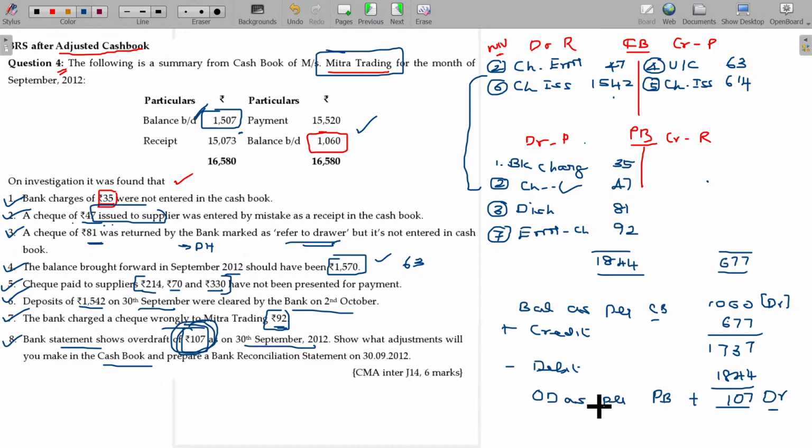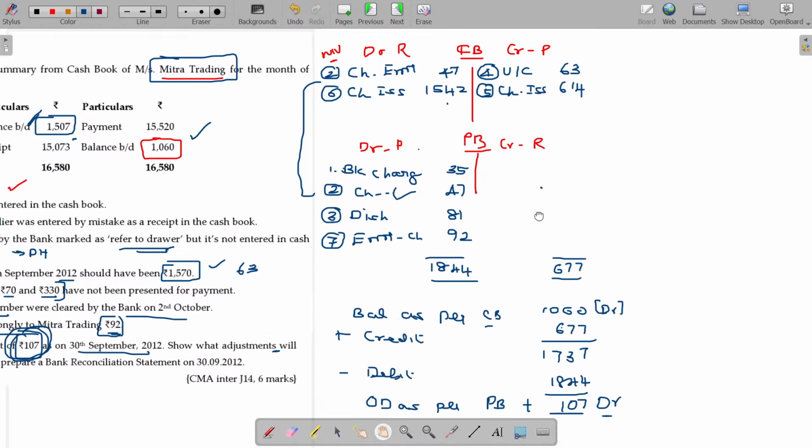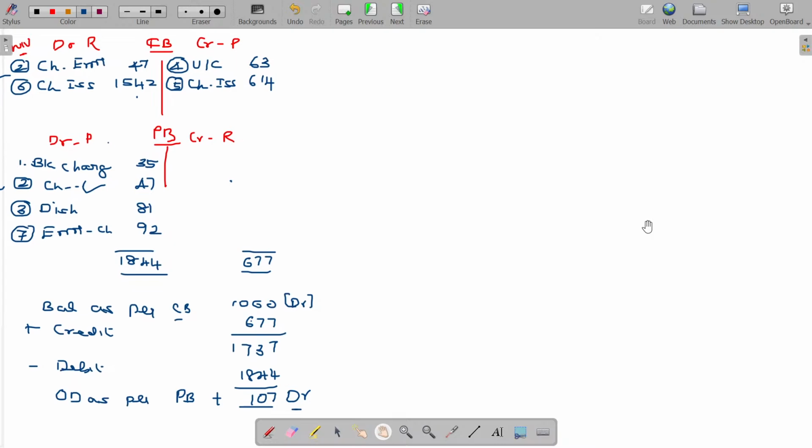Now remember, in this case, we have to prepare the adjusted cash book and then prepare the BRS. It's not the way how we do now. It's the other way we have to solve. Show the adjustments you will make in the cash book. Right. Just think over. I'm going to make a different presentation. Come on, tell me.